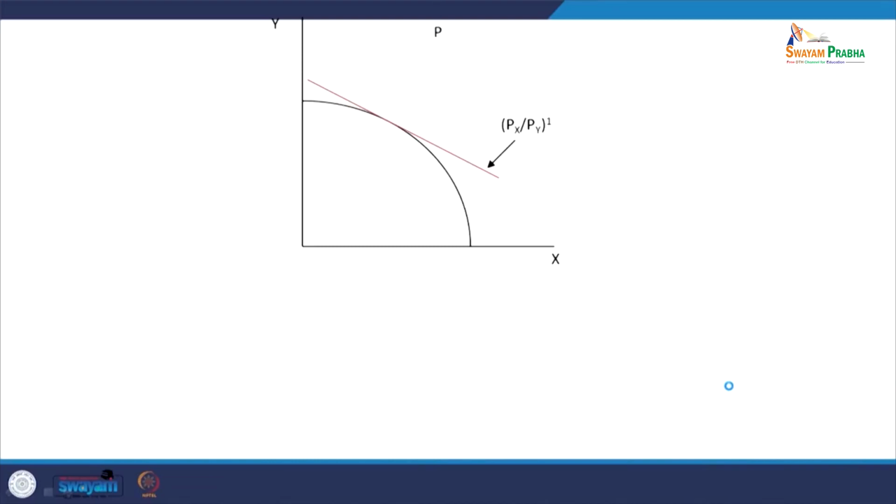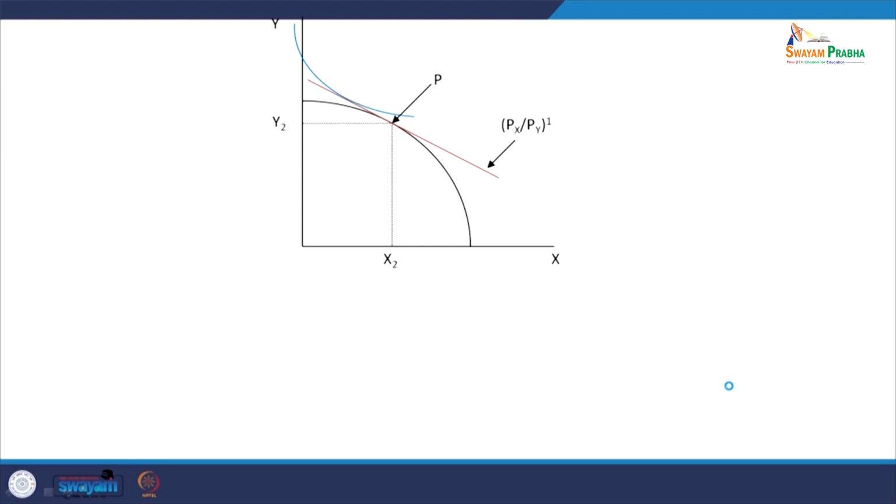This is also called Px by Py, the ratio is given here, and now let this be the equilibrium point before trade. This is also called the autarky equilibrium, which we already discussed. So, it is responsible for a particular equilibrium situation by which the country is able to produce a certain variety of commodity x and y.